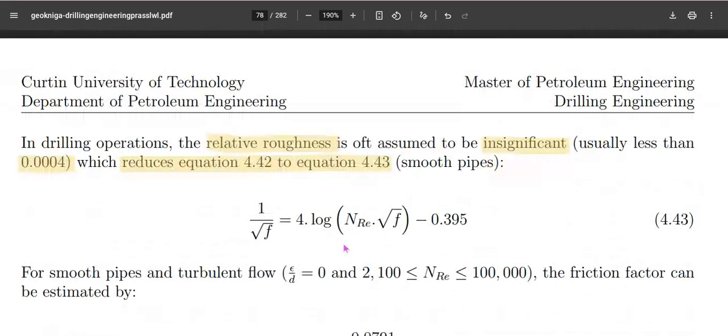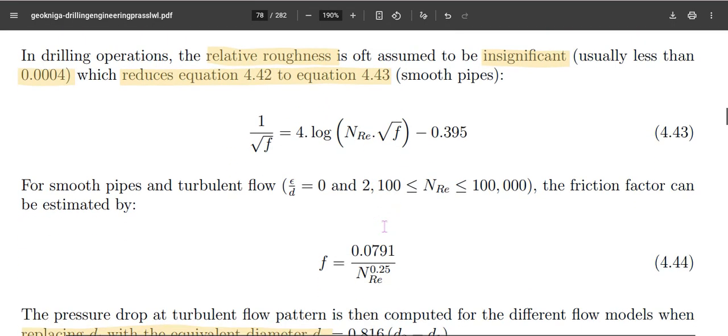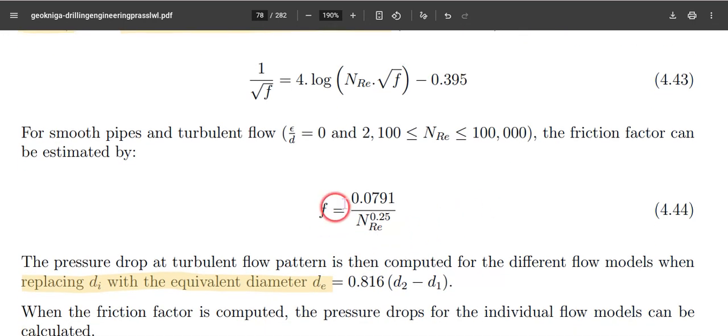But there can also be certain simplifications for mostly drilling operations. Relative roughness can be neglected, or assumed to be of a very low value, in which case equation 4.42 can be reduced to 4.43. But there are additional simplifications that can be made, since for drilling operations the turbulent flow Reynolds number, especially for pipe, would be between 2000 and 100,000, for which the friction factor can have a nonlinear relationship between the Reynolds number and f.